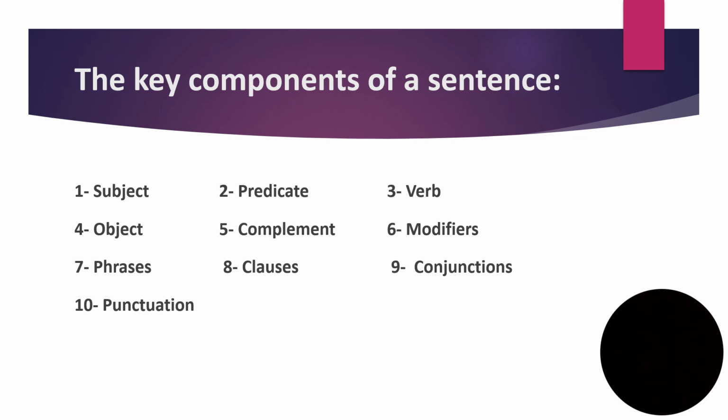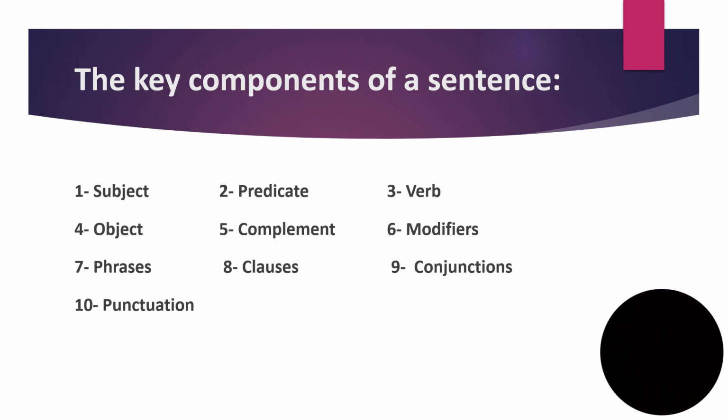The second component of a sentence is a predicate. So, a predicate is a part of a sentence that tells what the subject does, is, or has. The role of a predicate: it includes the verb and it complements the modifiers. Example, the dog barked loudly. She is reading a book.